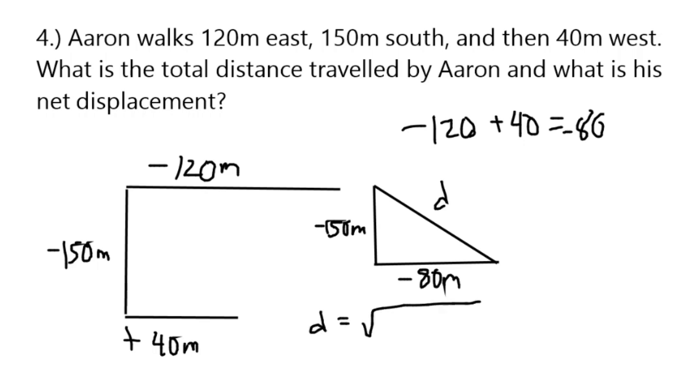To calculate the displacement, we're just going to use this formula, or the Pythagorean theorem once again. So for the total displacement, we simplify: negative 80 squared plus negative 100 squared. Then add those values and then take the square root. And we got this value.